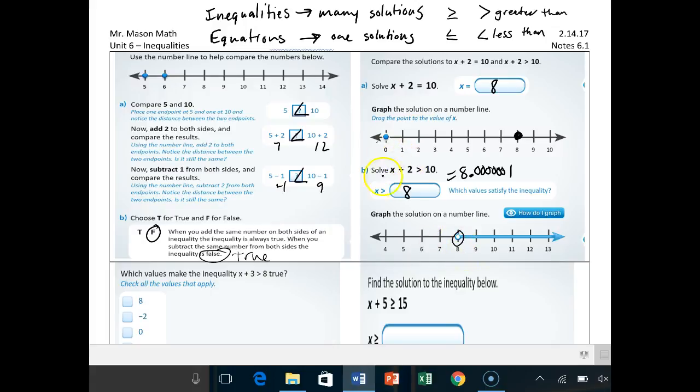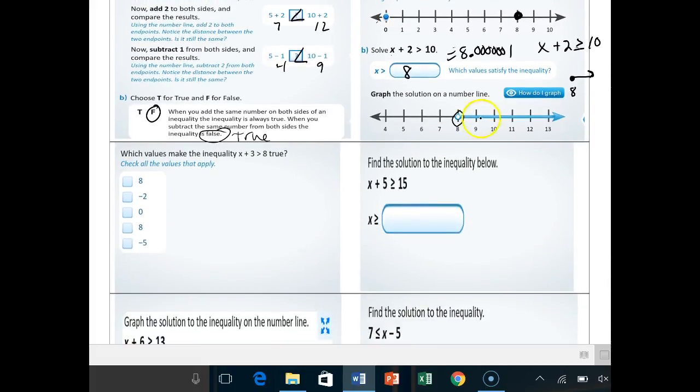This is saying I have some value that I want. I just know that I want my expression over here to be greater than 10. What's the very first value I can have? And 8 plus 2 is 10. So that equals 10. So that's why I put an open circle on 8. If I wanted to include 8, if it was something like x plus 2 is greater than or equal to 10, then I would put a closed circle on 8, saying, hey, I can include 8 as part of my solution.